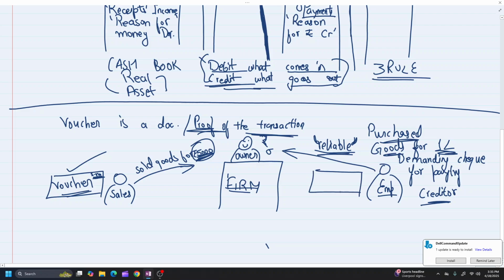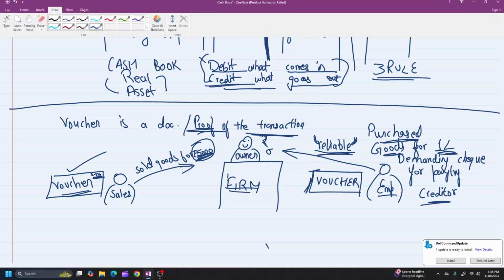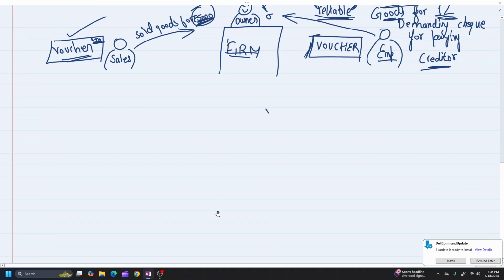Again, he will come with what? A voucher. Voucher is a document that, if he is making a purchase, will be given by the creditor, in which all the details, how much of the goods he took and everything, will be written in detail. In the video of journal, we have already talked about voucher a lot, so you can go and watch it. So voucher is what? A proof of the transaction, a document that provides proof. Okay.